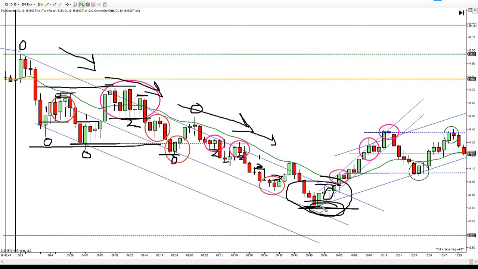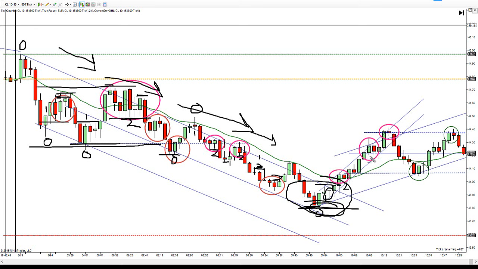Here's a second entry short right here. 0, 1, 2. Second entry short right here. Now we have a bit of an establishment of a new channel. So would you be looking long or short here? This is the second entry short.